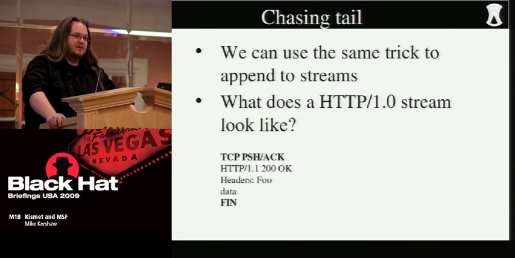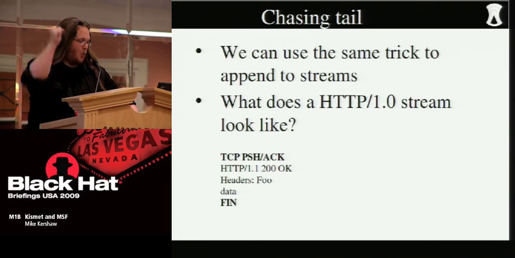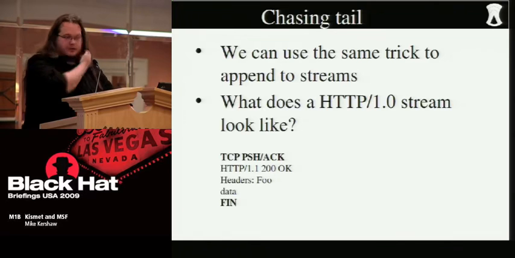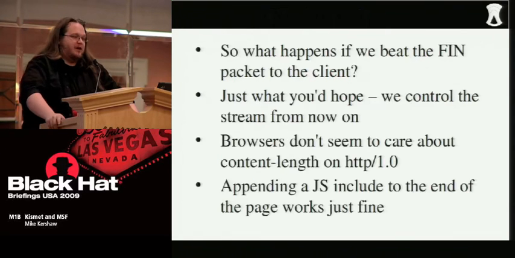You give a GET request, a response comes back. Oh, I put a 1.1 header on a 1.0 example. So it comes back with a bunch of headers, a bunch of data, and a fin packet. So what happens if we beat that fin packet to the client? Just what you'd hope: we now control that stream. The remote server isn't going to send any more fin packets.